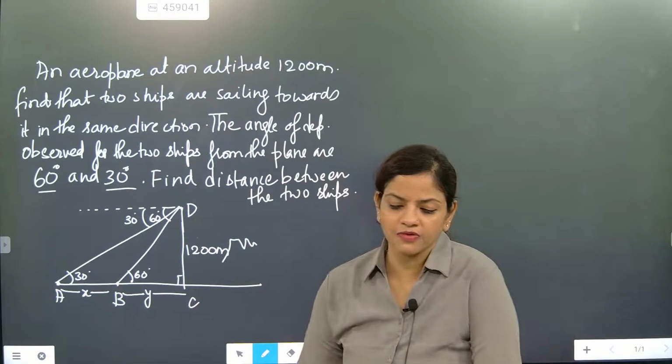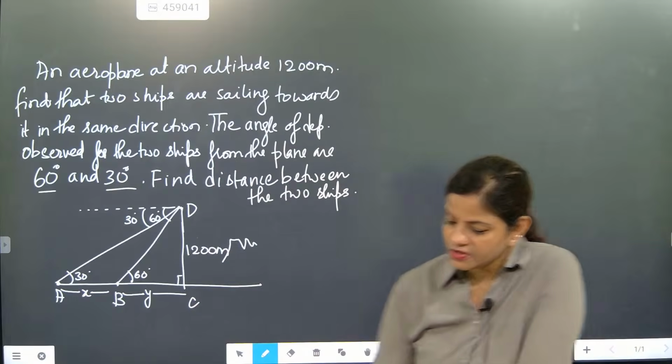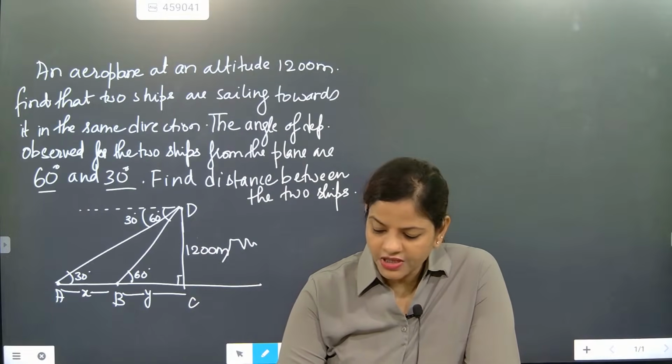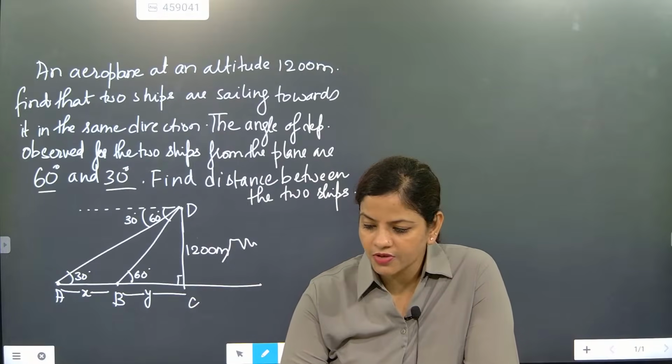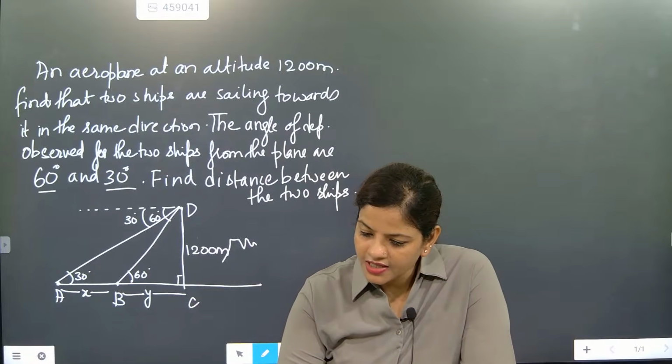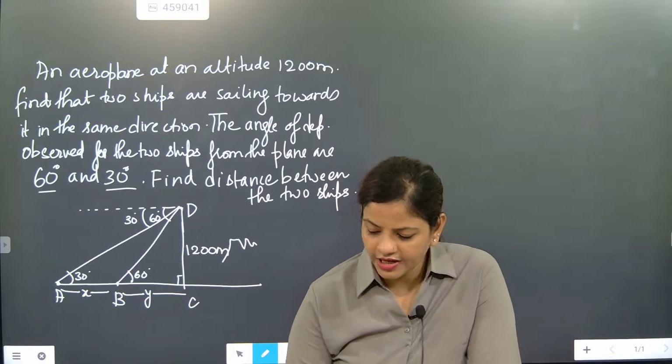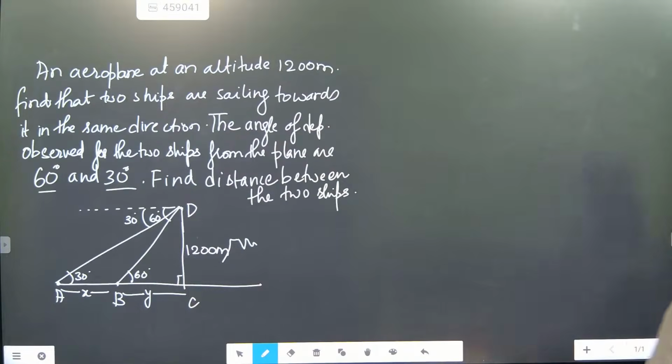Go for it. First, I'll solve this question. Jotam, give me the answer, please. So what could be the expected answer for this question? Come on, say. Vishwa is telling the answer is 800 root 3 meters. 800 root 3 meters. Is it true?